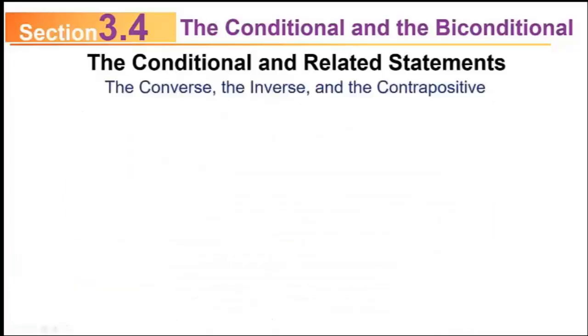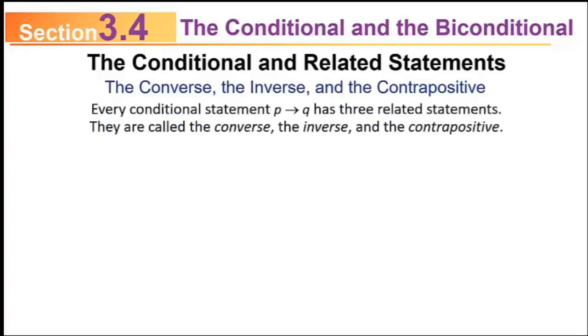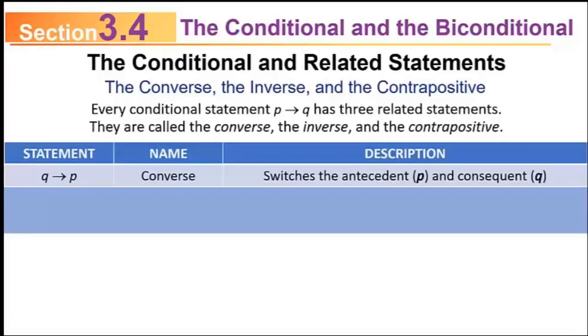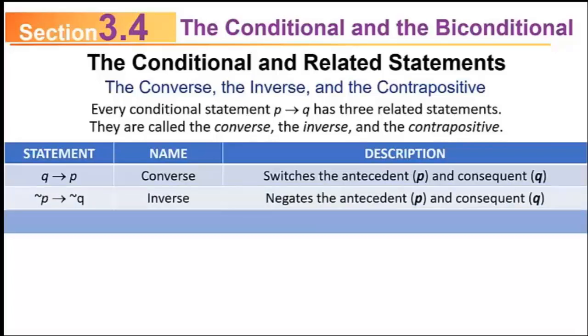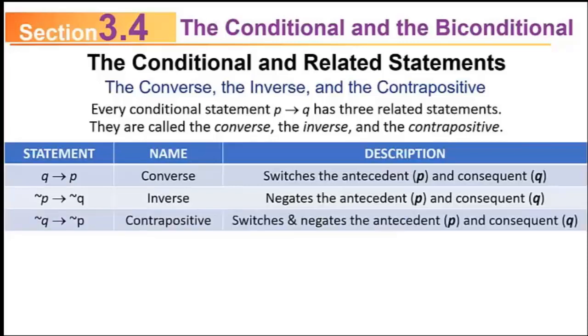Now let's turn our attention to three statements that are closely related to the conditional: the converse, the inverse, and the contrapositive. Every conditional statement of the form P implies Q has three related statements: the converse, the inverse, and the contrapositive. The converse of the statement P implies Q is the statement Q implies P. You're simply switching the antecedent with the consequent. In other words, you're switching the P and the Q. The inverse negates both the P and the Q, but doesn't switch them. And finally, the contrapositive does both. It switches and negates.